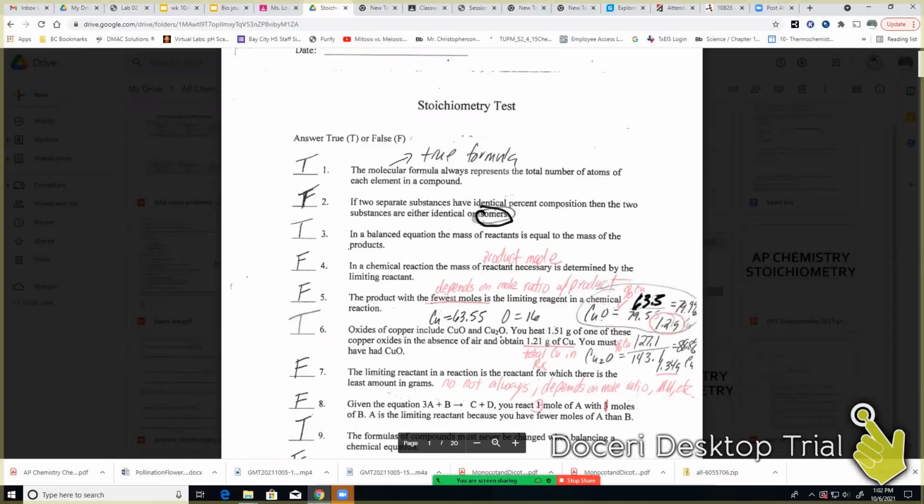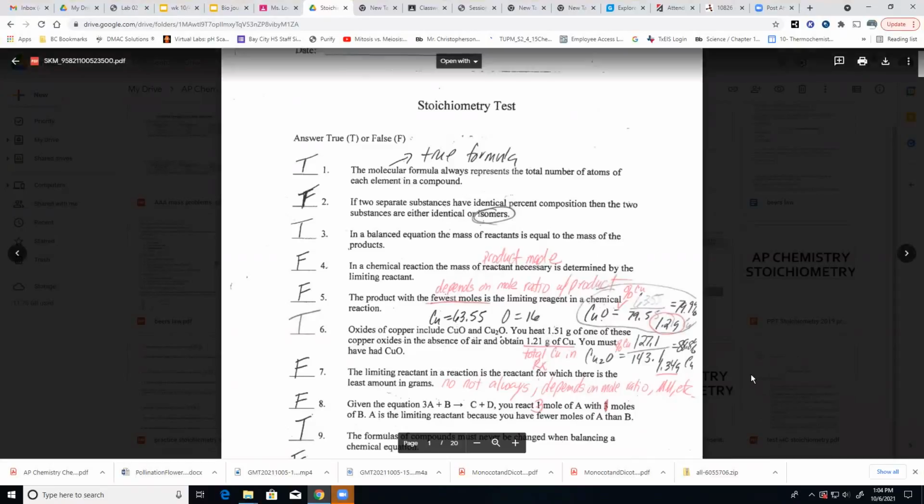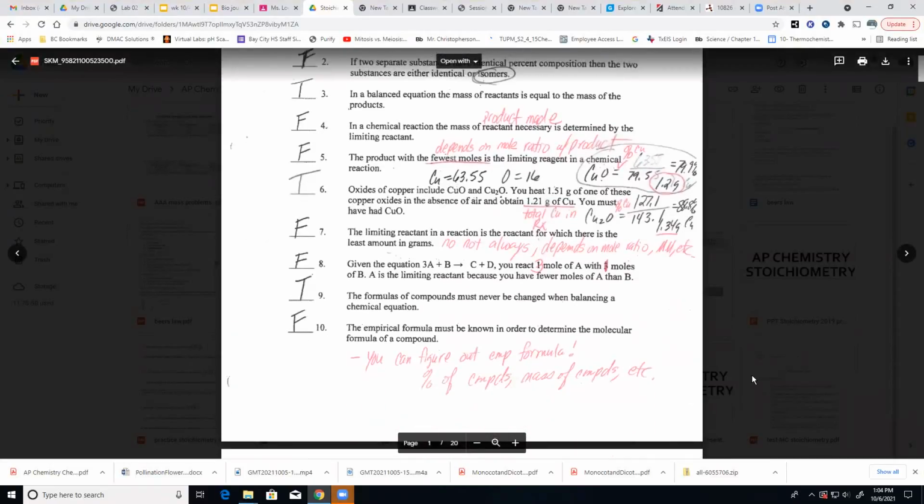And then moving on down. Number 10 is a question that people always hate because they put true on it, which I can see for sure, because you have to have your empirical to get your molecular. But the idea behind it is that you don't have to be handed your empirical. You can be given other things like grams or percent, or sometimes not even all of that, and work to get your empirical. I won't give y'all another true false question.